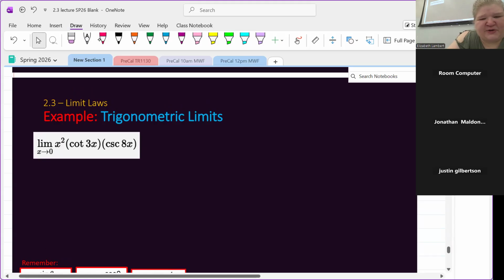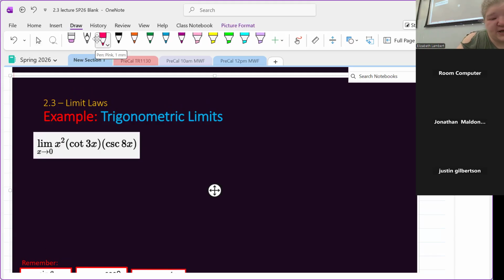So now some of those trig identities are coming back to haunt you. You thought you finished pre-cal, they're gone. Nope, nope. I tortured you with all of those for a reason. So we got to remember what's cotangent, what's cosecant.